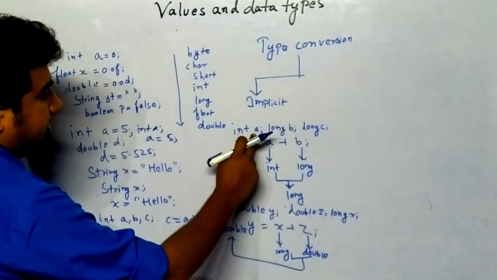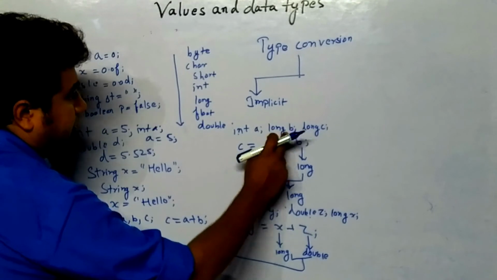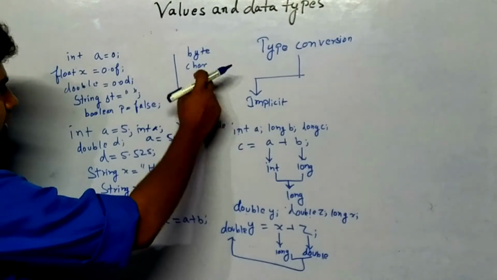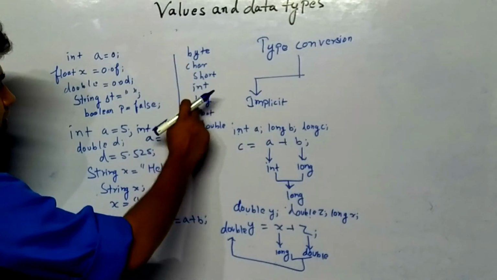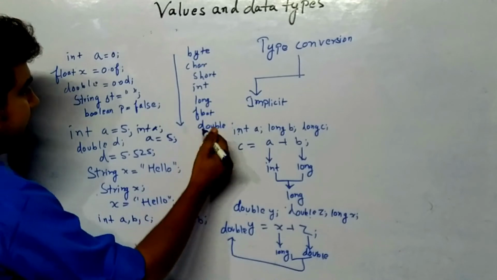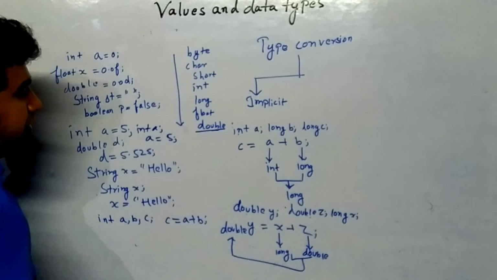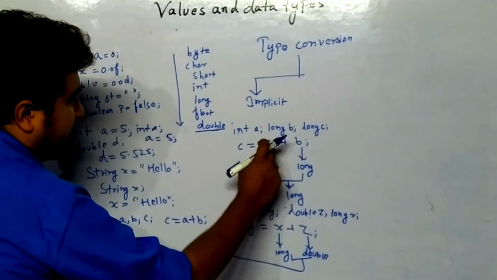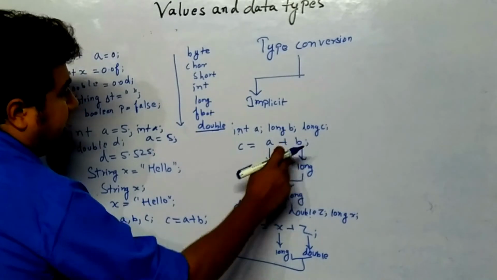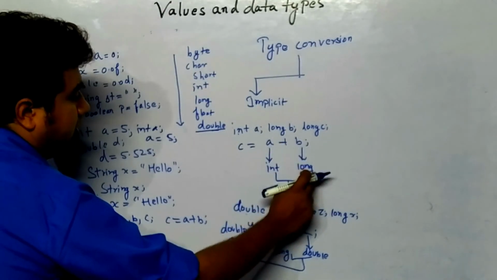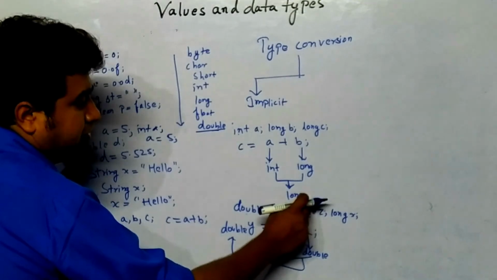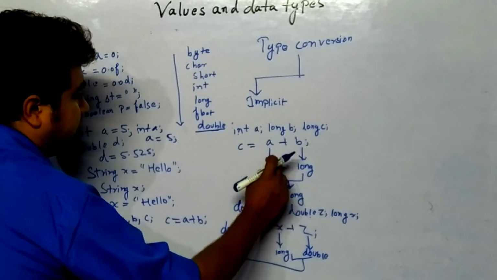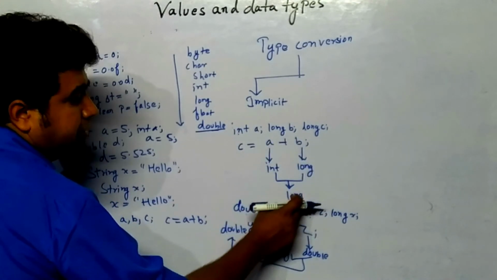Int A is declared, A is declared of int type, B is declared of long type, and C is declared of long type. Now in the series you can see that as you go down the series, the types get bigger, and the biggest data type is double. So you can see that definitely long is greater than int. I am adding A plus B. A is of int type, B is of long type, so automatically it will be converted into long type. You can see here clearly that the result of A and B will automatically be converted to long type.